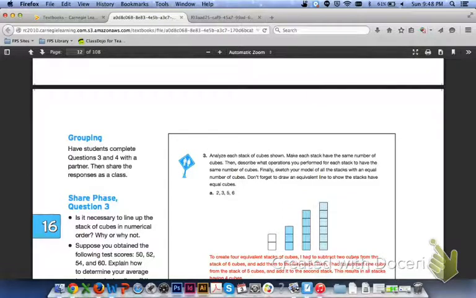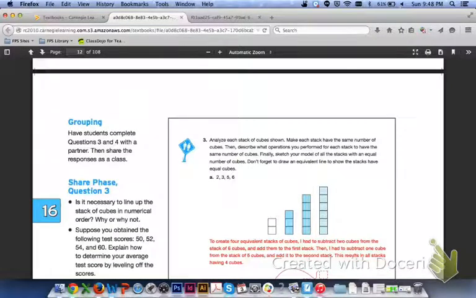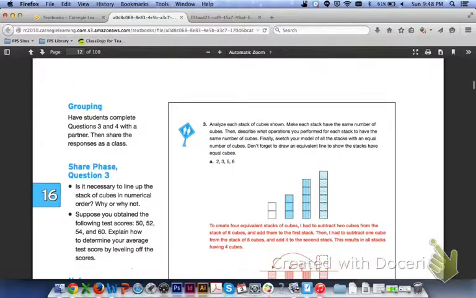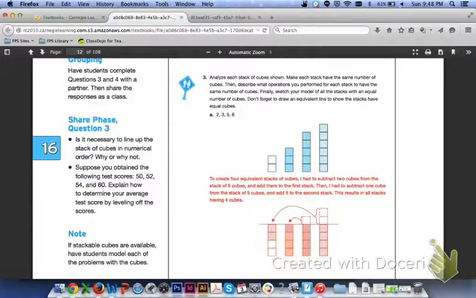So looking at an example here, for letter A we have 2, 3, 5, and 6. So we have 4 different size stacks of cubes. It says to create 4 equivalent stacks of cubes, and just subtract 2 cubes from the stack of 6 cubes and add them to the first stack. Then I had to subtract 1 cube from the stack of 5 cubes and add it to the second stack. This results in all stacks having 4 cubes. Okay.